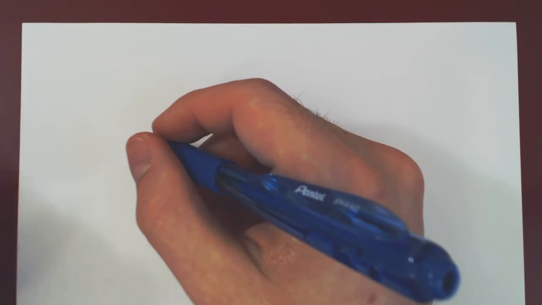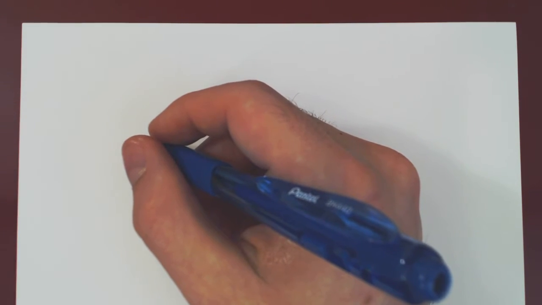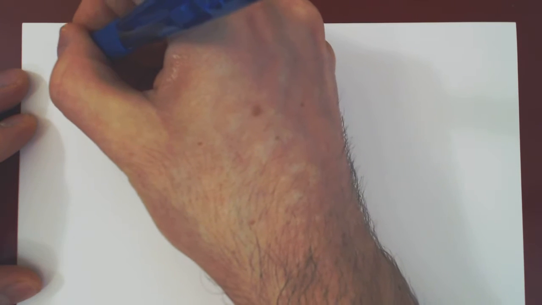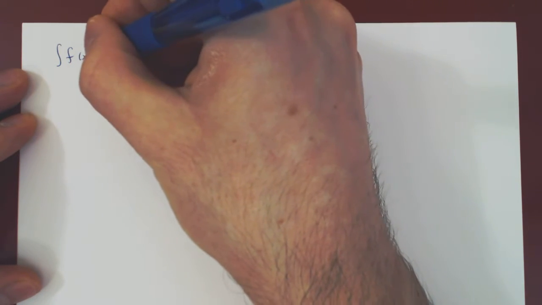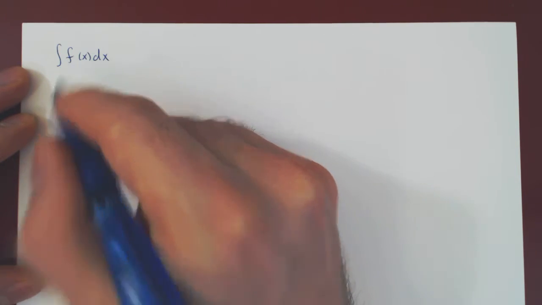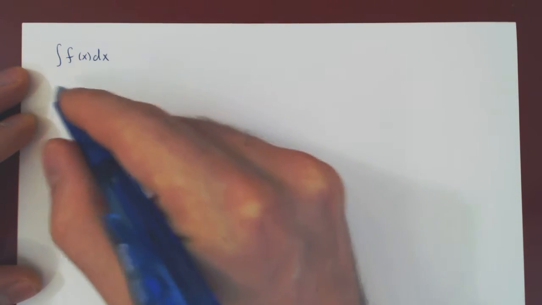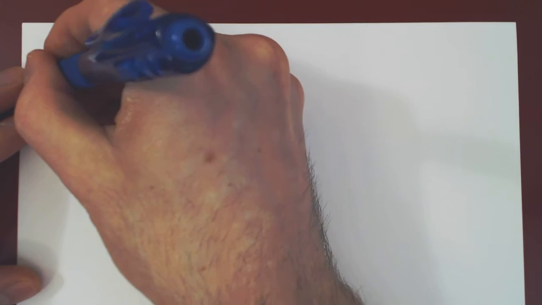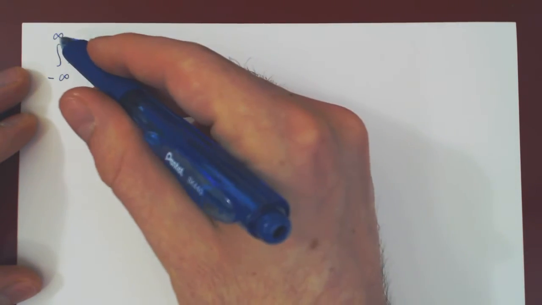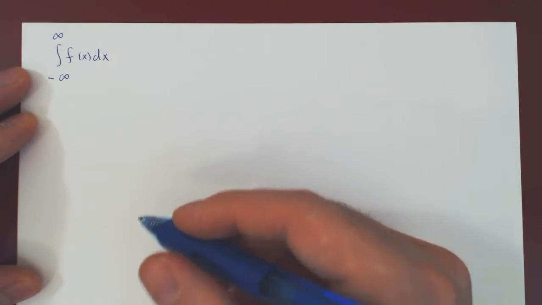Okay, so in this video, we will consider the third possibility in the case of an improper integral of type 1. And that is, if we consider the integral of f of x dx, assuming f is continuous on the entire real line, and we try to evaluate the integral of f from negative infinity to positive infinity, so where both bounds of integration are infinite.